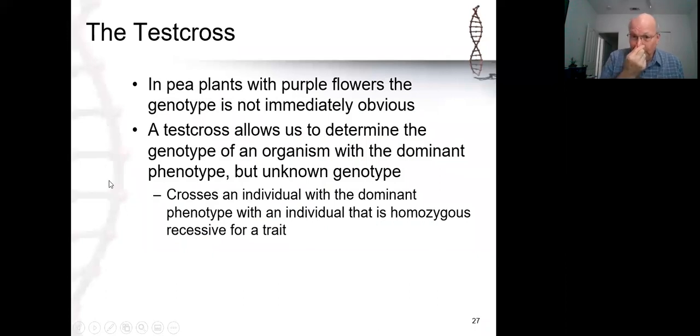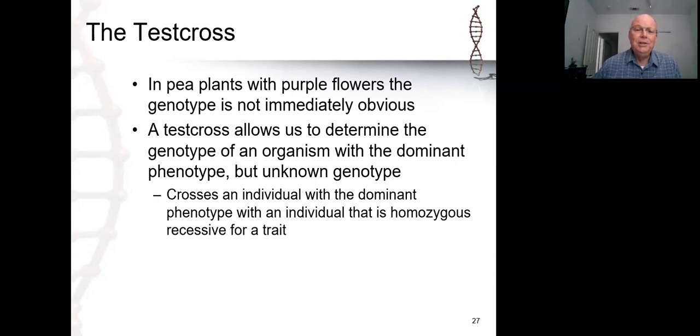Now, one of the real problems that comes out of this simple observation of genotypes versus phenotypes is that if you are given an organism that shows the dominant phenotype, you have no clue what its genotype is. And remember, one of the principles that Mendel established in genetics problems is always know the genotype of whatever you're starting with. So if you're given an individual who shows the dominant phenotype, but you have no clue what its genotype is, you can't do anything with it.